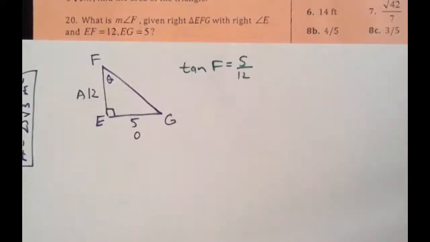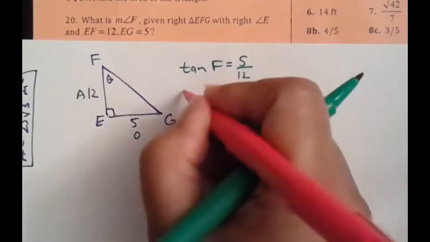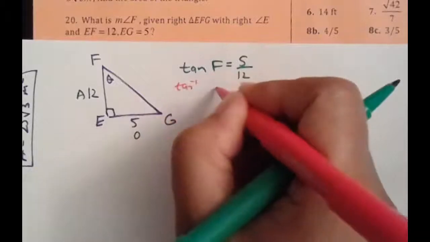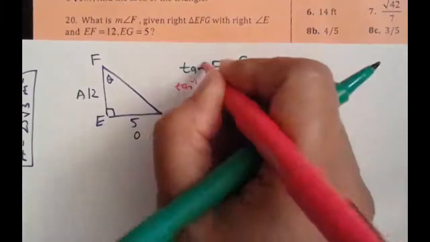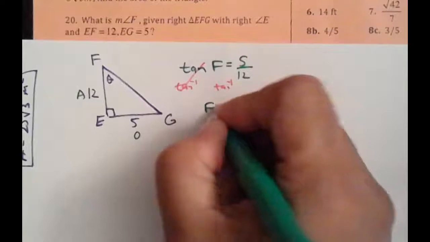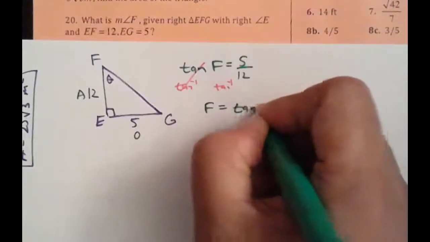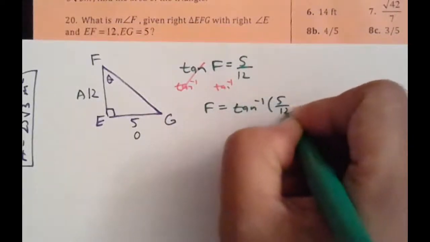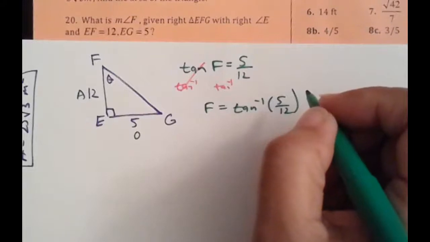Make sure you're in degree mode and hit the second button when you put it in. So 5 divided by 12, that's going to get us angle F as approximately 22.62 degrees.